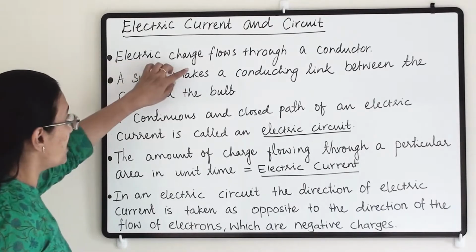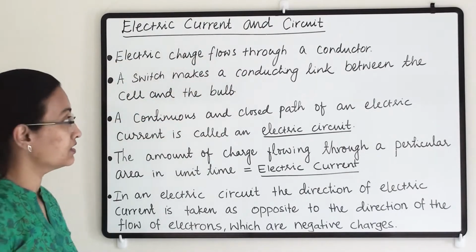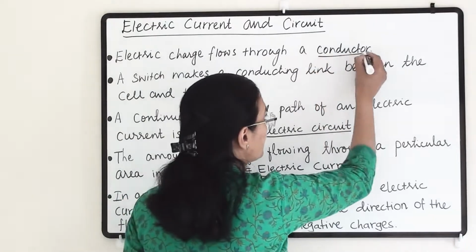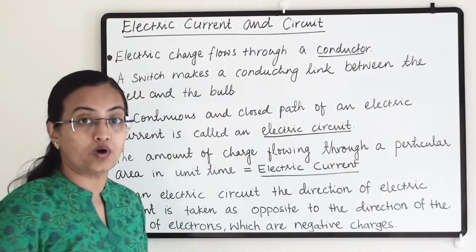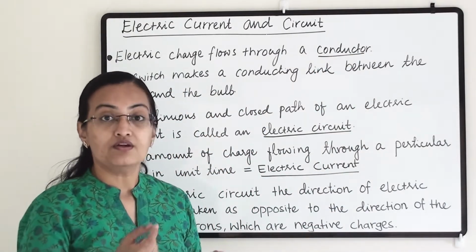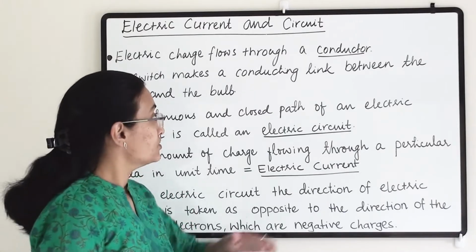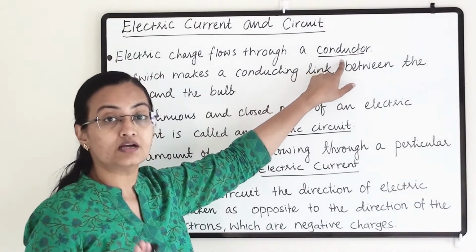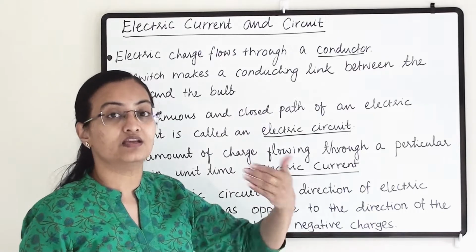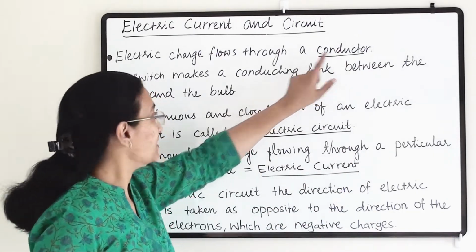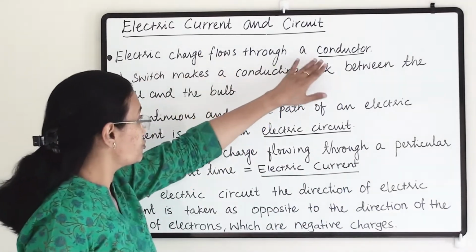So electric charge flows through a conductor. Now, what is the meaning of conductor? Conductor means any simple wire or a metal rod which will allow electricity to pass through it. So they should be good conductors of electricity. That's why they are known as conductors. Electric charge flows through a conductor.